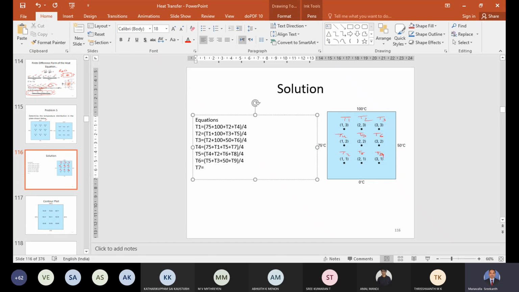T7 is equal to, for T7, the left-hand one is 75 degrees Celsius, so (75 plus T4 plus T8 plus 0) divided by 4.